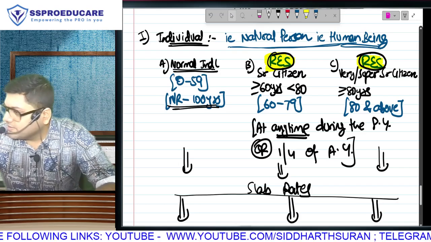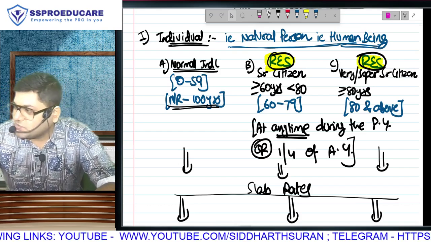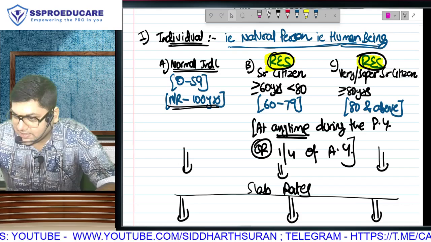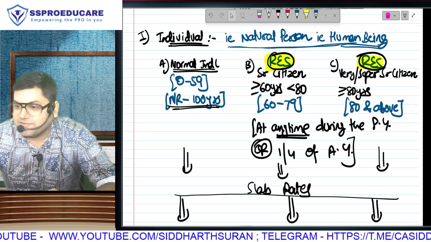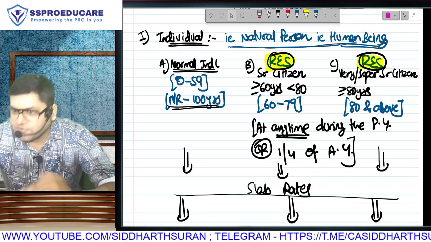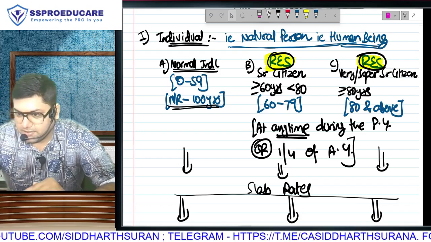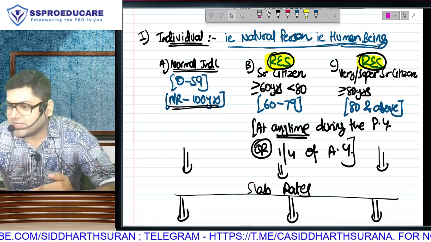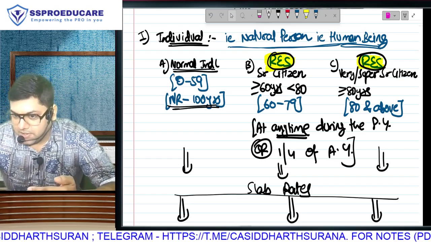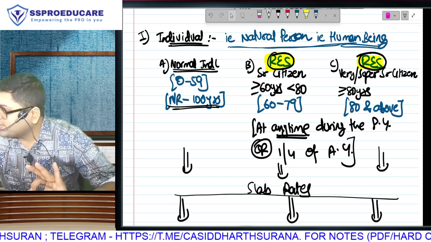Individuals will be divided in 3 categories. Category A: any individual up to the age of 59, 0 to 59, will fall in category A and will pay highest tax. If you are a senior citizen, when you become senior citizen, 60 equal to is also covered. So you don't have to cross 60, you have to touch 60. So you pay lower tax than category A. And if you become very senior, super senior citizen, you don't have to cross 80, you have to touch 80. So it is 0 to 59, 60 to 79, 80 and above.